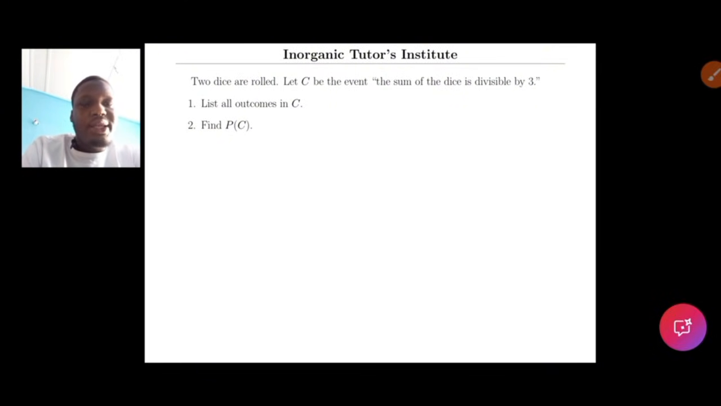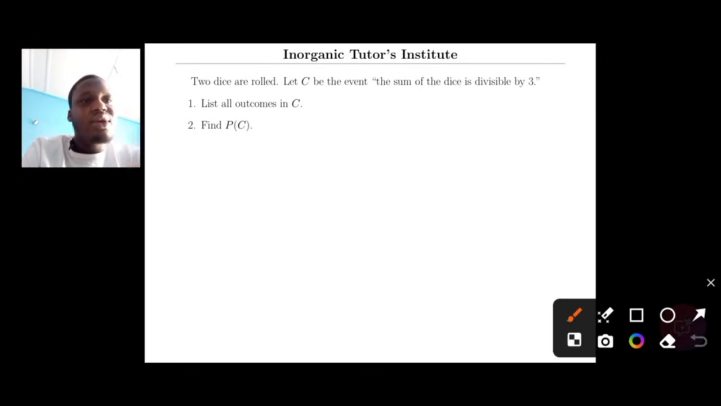So this is also a very nice question. 2 dice are rolled. Let C be the event that the sum of the dice is divisible by 3, not 6. First of all, list all the outcomes in C, and secondly, find the probability of C. So we are to do justice to that. So let's look at what is happening.